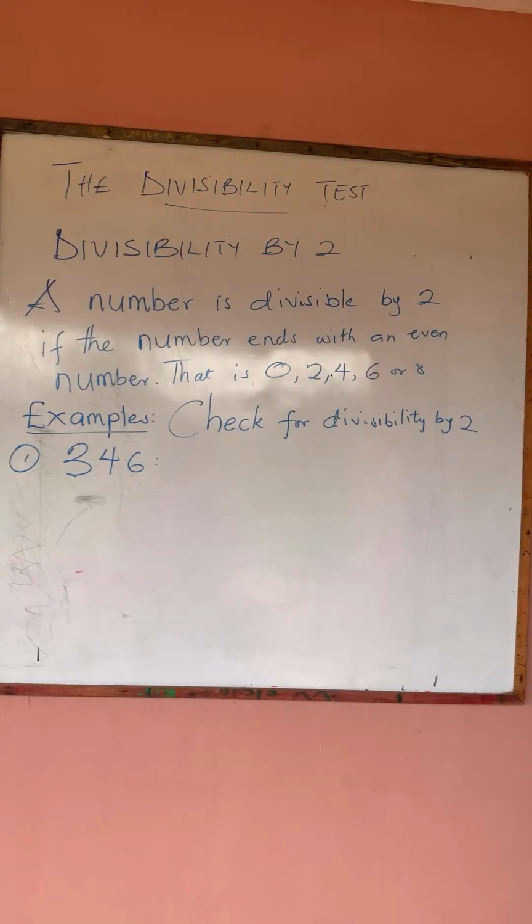We are saying that a number is divisible by 2 if the number ends with an even number. And by that, we mean the number should end with 0, 2, 4, 6, or 8. And we have to check our first example there, if the number is divisible by 2. So we have 346.